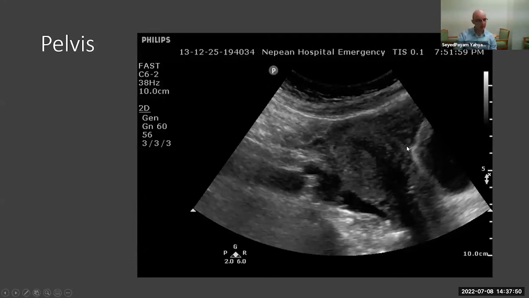And this is an example of a female patient with free fluid around the uterus. So this is the bladder, this is the anteverted uterus, and this is the free fluid between the uterus and the bowel gas, the rectal gas.